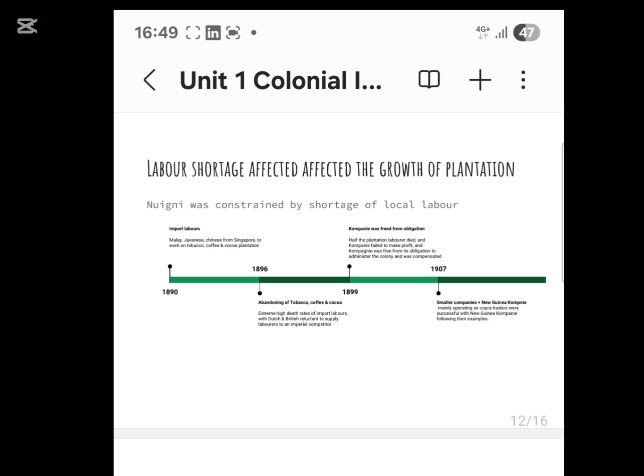So by 1907, we have small companies operating, and New Guinea Company now becoming a corporate trader. Okay, so those small companies sell to the New Guinea Company, and then New Guinea Company exports. That's by 1907. So here, although there was strong interest, the issue of labor affected the plantation economy in New Guinea.